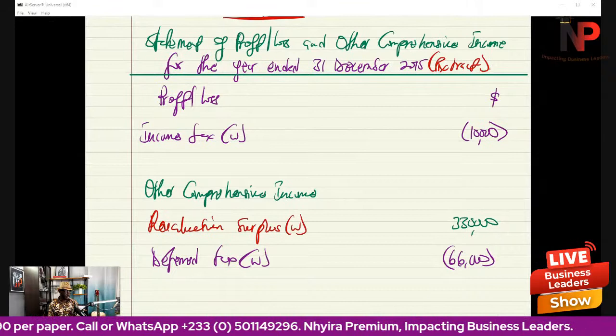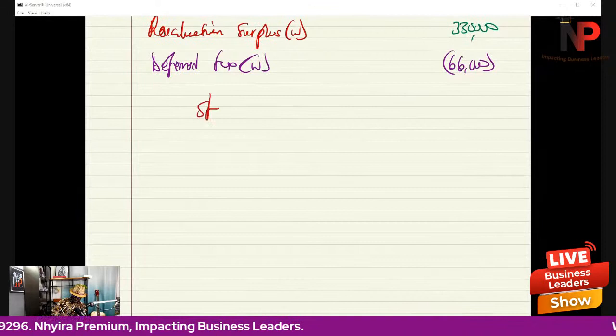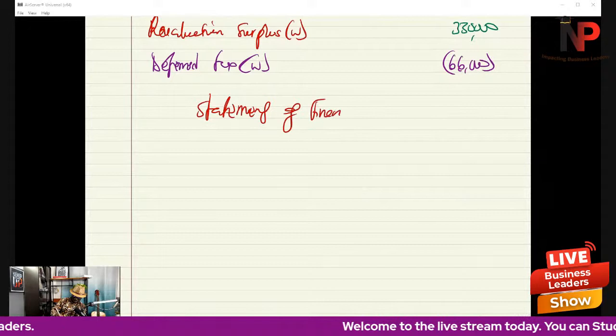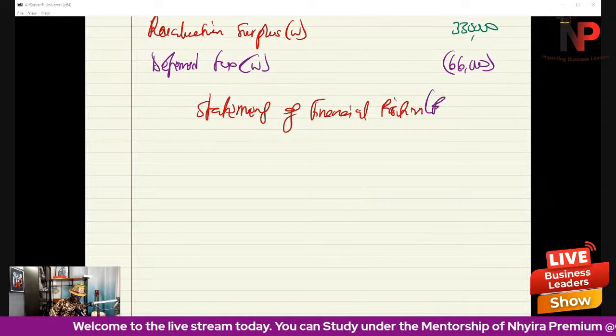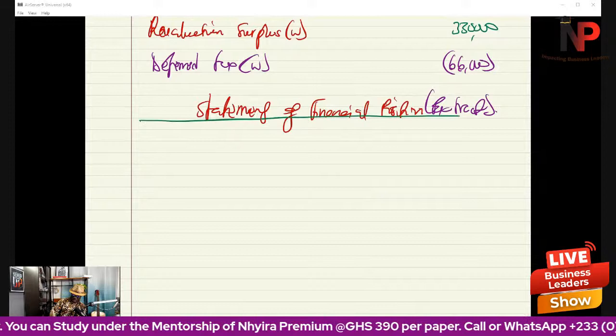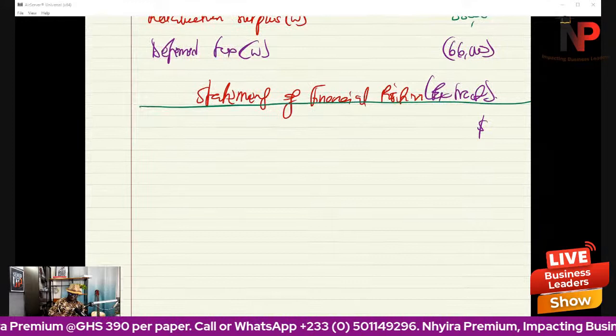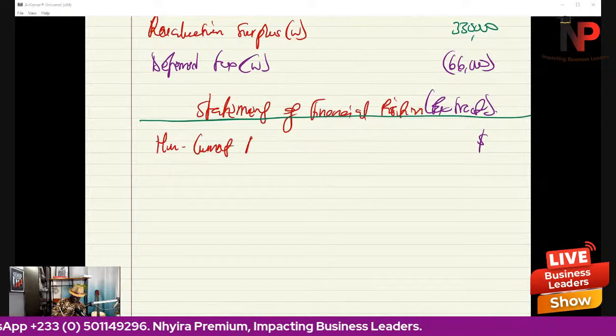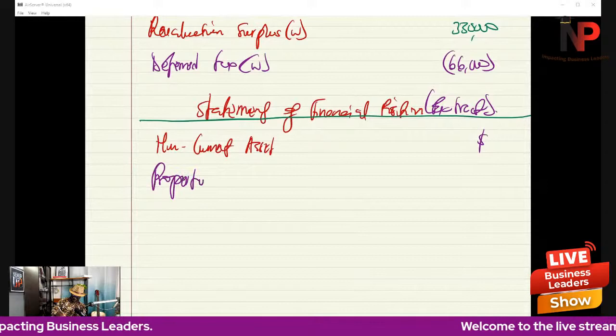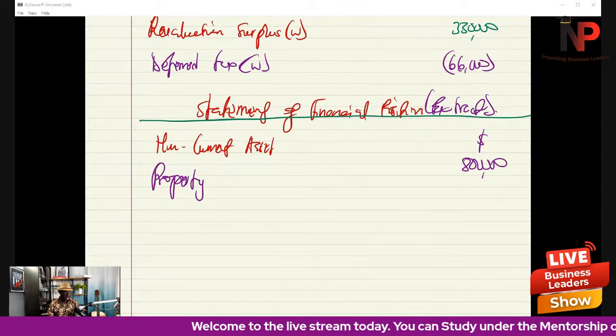Then we go to the statement of financial position. Again, that is going to be an extract, usually. Now the current amount of the asset will become the revalued amount. So under the non-current assets, we'll bring in the property, which is the revalued amount, which was given to us as 800,000, because that has now become the current amount.